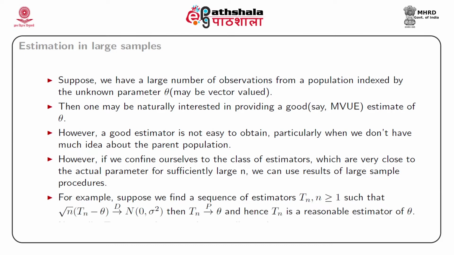For example, suppose we find a sequence of estimators Tn such that the asymptotic distribution of Tn is normal with mean theta and variance sigma square. Then naturally Tn converges in probability to theta, and hence Tn is a reasonable estimator of theta for large n. Naturally, it could be possible that Tn may perform very poorly in small samples. In statistical literature, such an estimator is said to be consistent, and we shall discuss all these things later. So, what we get from this? We get that if we have some asymptotically normal statistic, then we can also find a corresponding consistent estimator. So, this is what we intend to say.